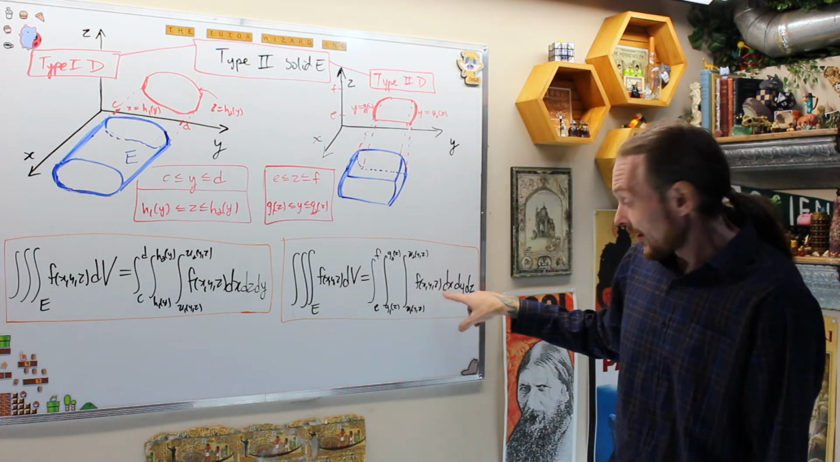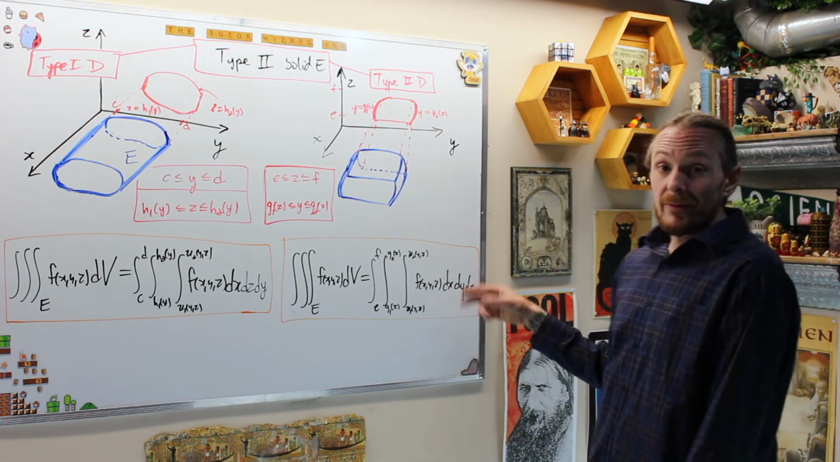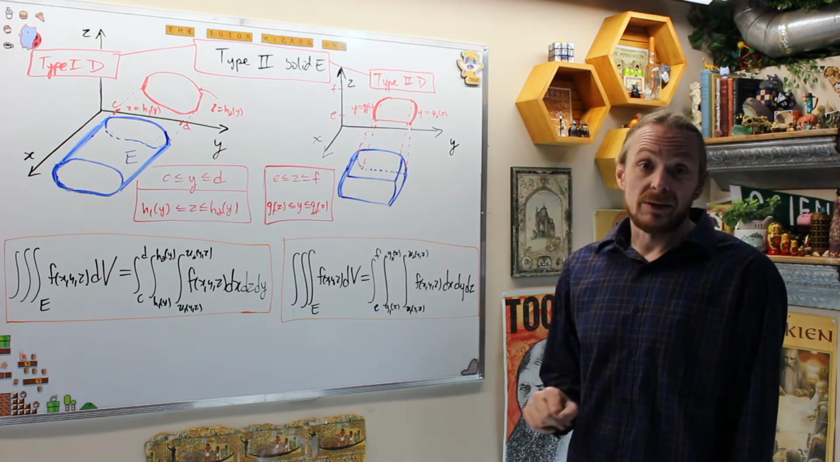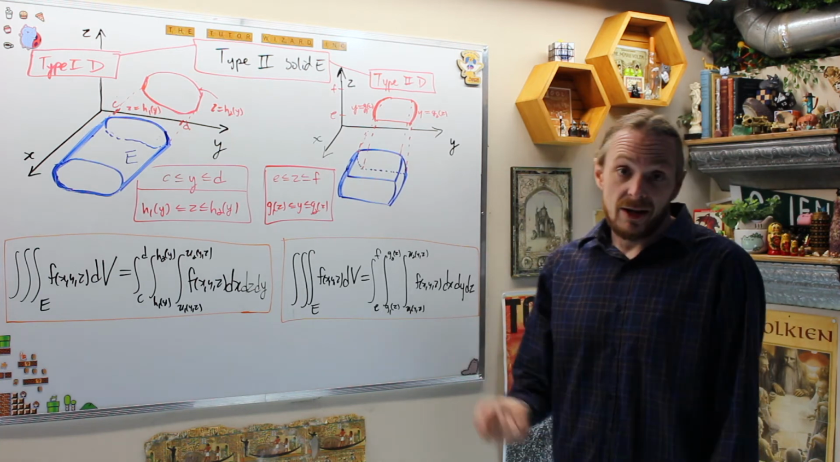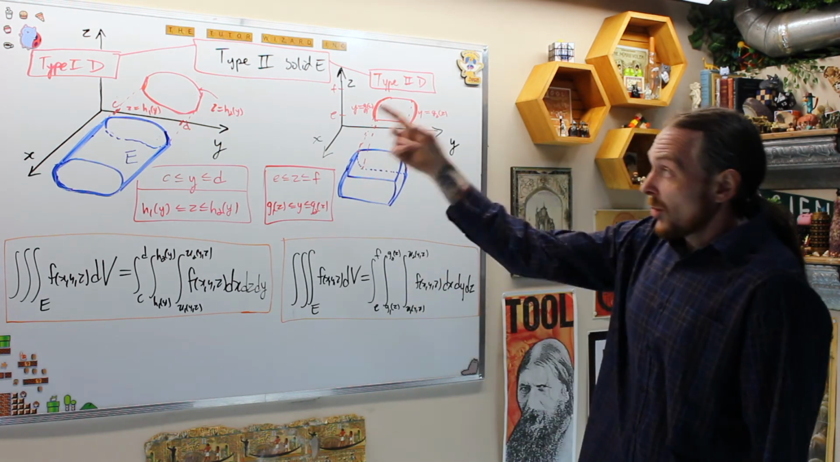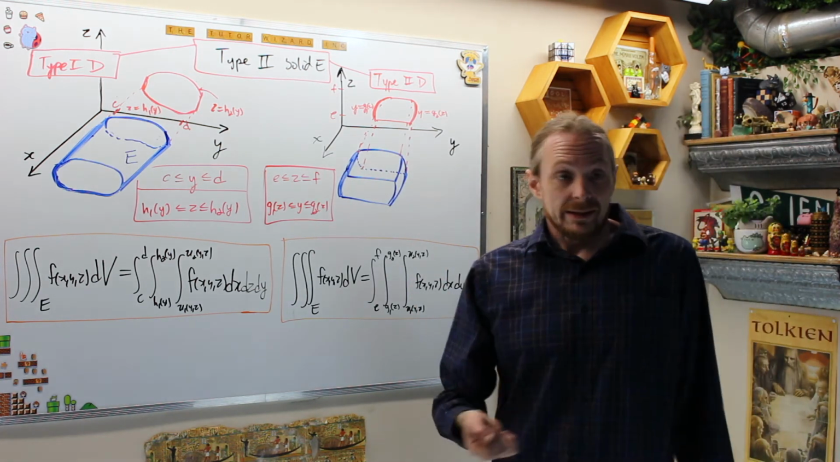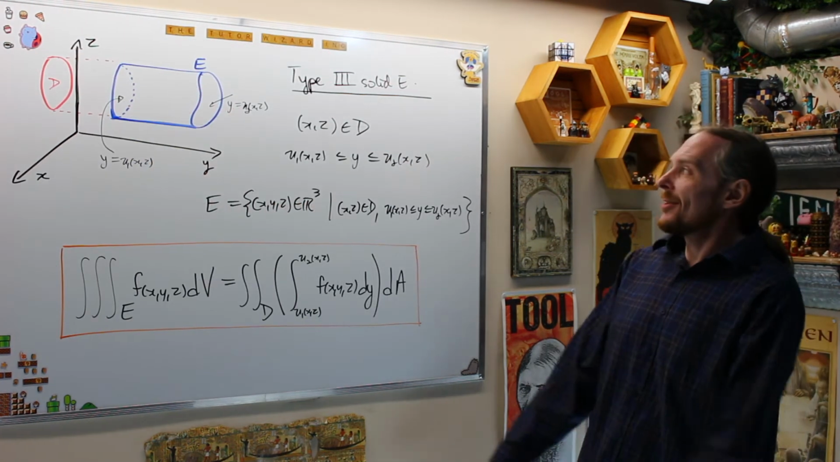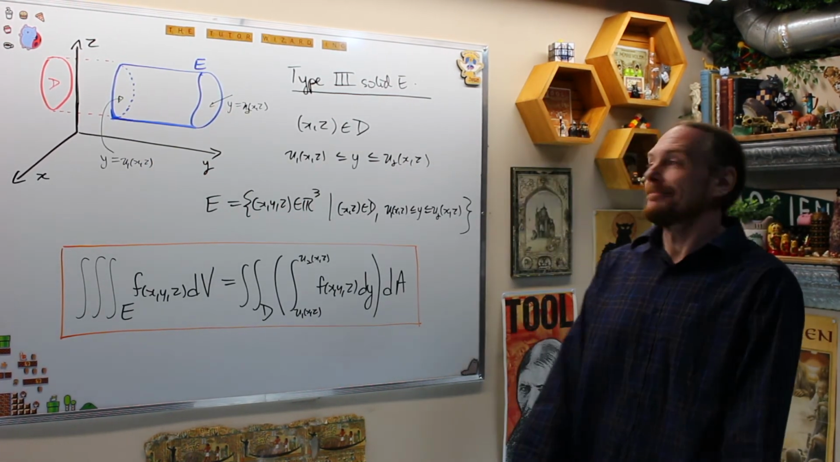So x is now going from those two functions, but now we've rephrased it, and y goes from two functions of z, and our z is finally a constant. Luckily, there's only one more case, case 3, type 3 solids. Let's do those. Type 3 solid regions E.